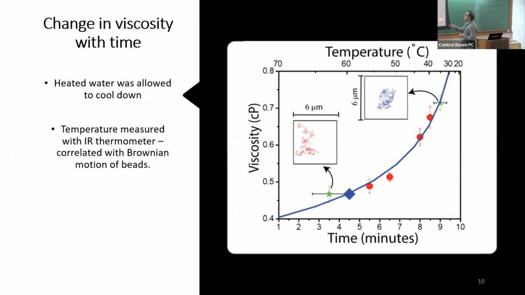Now over here, the stars are the data that we got from passive rheology, and you can see the amount of error that is there in time, because you need long data to get any information from passive rheology. Our information is much quicker. You have an error bar here, but you can't see it because it's much better than passive rheology.